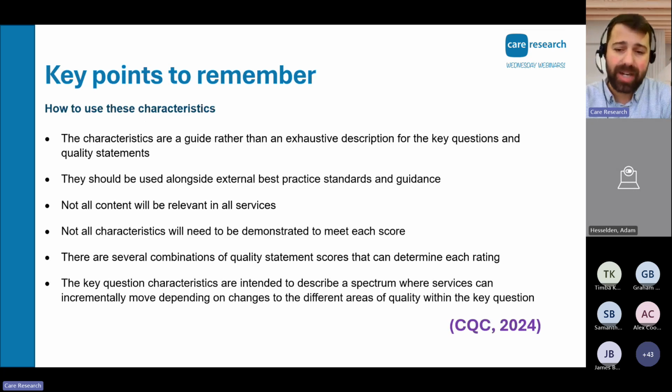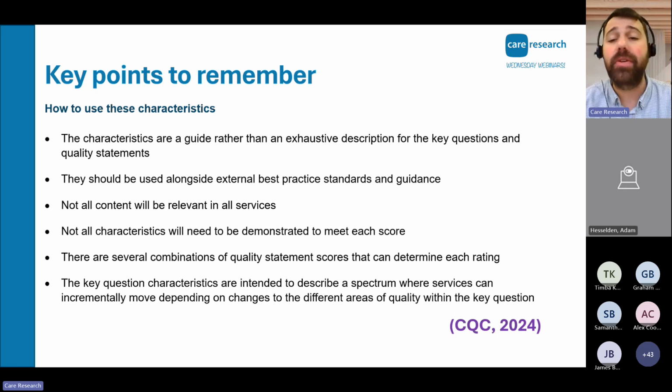Key points to remember, this comes directly from the document. How to use these characteristics. I want this to be burned into your mind because we can go off onto a lot of tangents if we don't use this well. Number one, the characteristics are a guide rather than an exhaustive description for the key questions and quality statements. This is not a tick list. This is not a checklist. This is not, you need to do all these things to be good, or all these things for outstanding. This is a guide. I cannot emphasize that enough. The word draft is written all over it, and there's a clear outline that these characteristics are a guide.